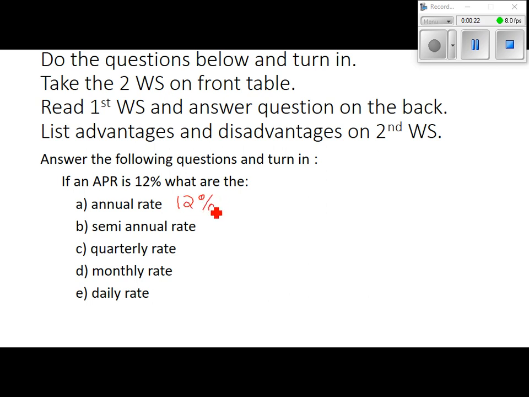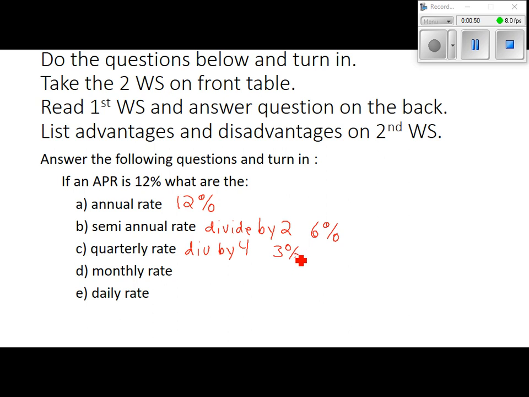What do you do to figure out semi-annual? Divide by 2. Make sure semi-annual means doing it twice a year. What did it come out to be? 6%. Quarterly, what do you divide by? Divide by 4 quarters. Hopefully you know that. That's 3%.